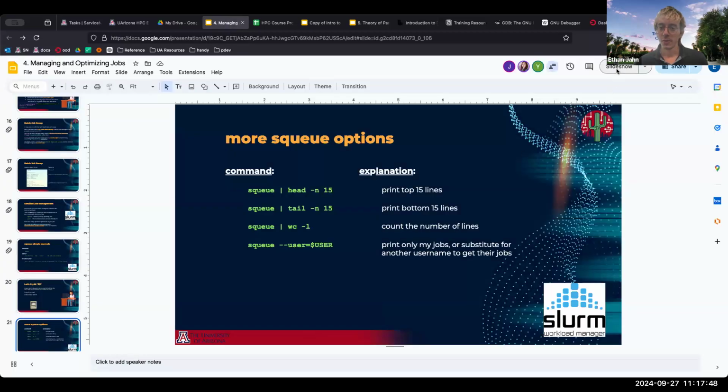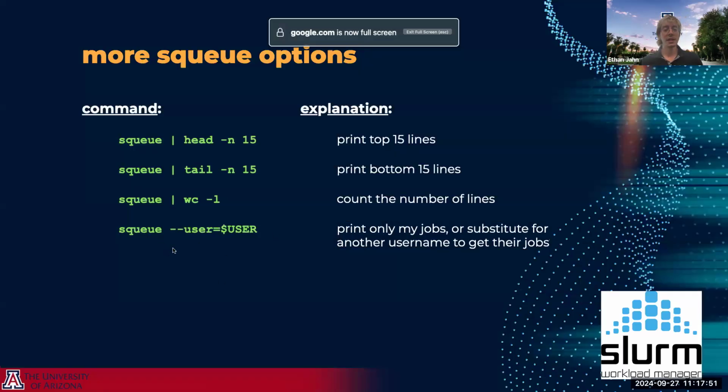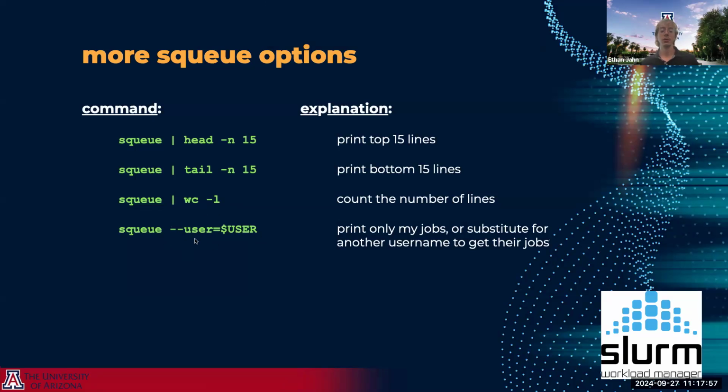So let's continue. And then this last option here, --user. This would be a way to specify the user for the output of SQ. And you could either type your username or use the environment variable. In bash, we're just adding a little bit of bash information here as well. If you have a $ sign and then a variable name in all caps, that's something called an environment variable in bash. And in this case, the environment variable USER is just going to be your particular username. So you could copy and paste that in exactly as it is, and it should work to print your jobs.